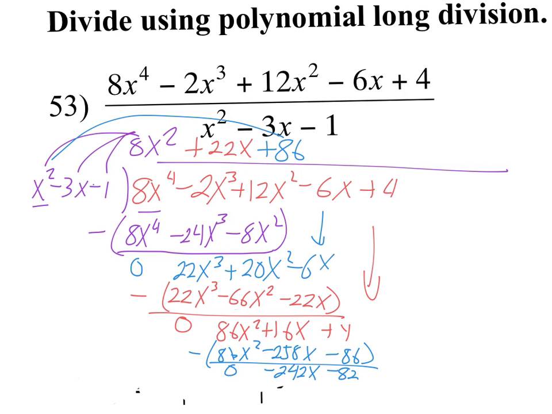Since I can't go any further with that, that would end up being my remainder. So it would end up being plus negative 242x minus 82 all over x squared minus 3x minus 1. So x squared minus 3x minus 1.